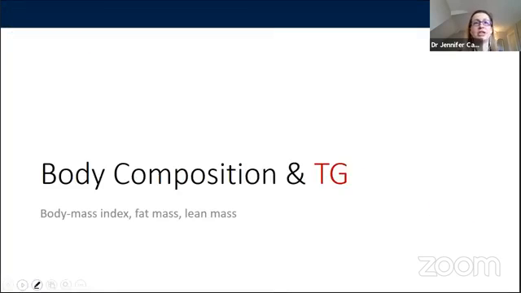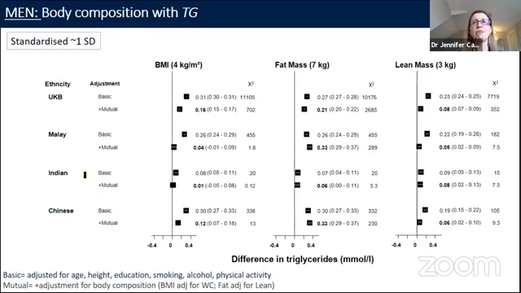And lastly, I'm going to look at triglycerides. And when we looked at triglycerides, what we noticed was in the Indian subpopulation, the results appeared to be a bit weaker than they were for the other ethnicities. And when we looked across all the results as well, we could see that fat mass appeared to have a stronger association with triglycerides than BMI. And this was really apparent when we looked at the Malaysian subgroup.